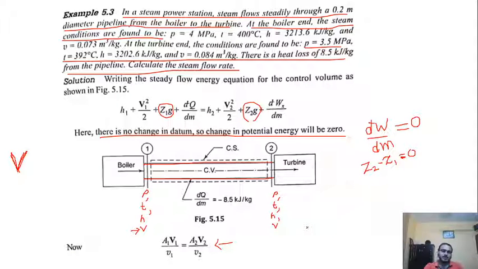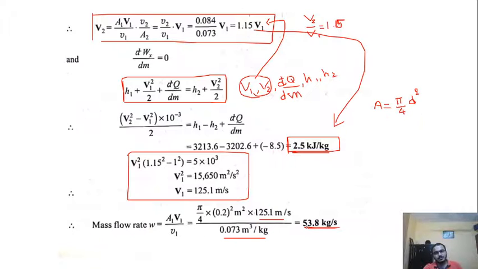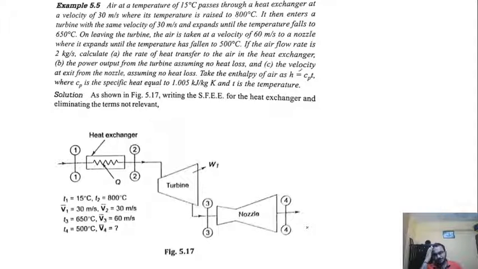So it is also a very simple example where we are having only a simple pipeline between boiler and turbine. Now we are going into a more difficult part, that is this question, where you need to be careful while dealing with this.